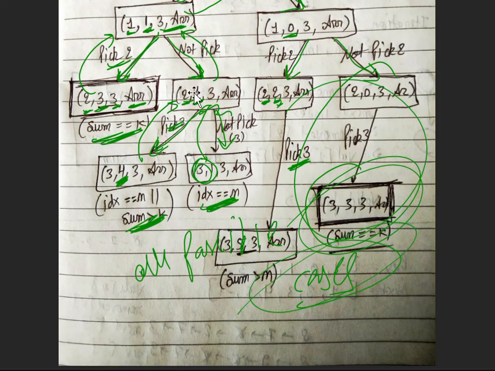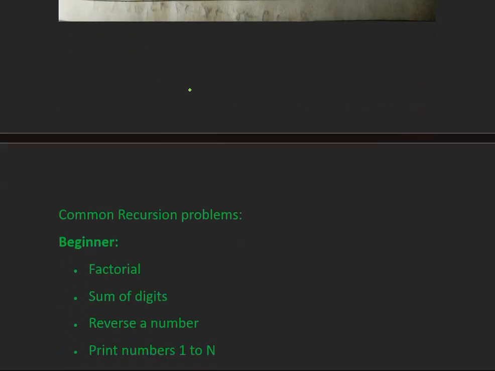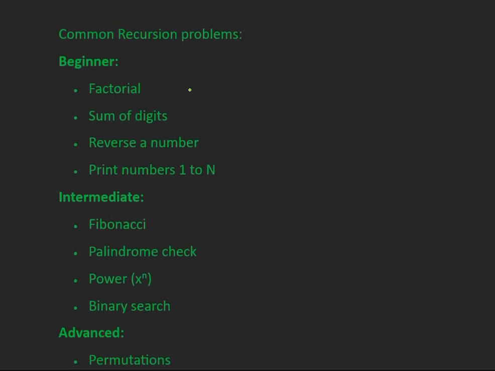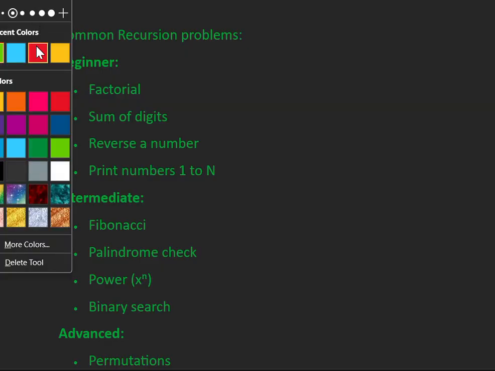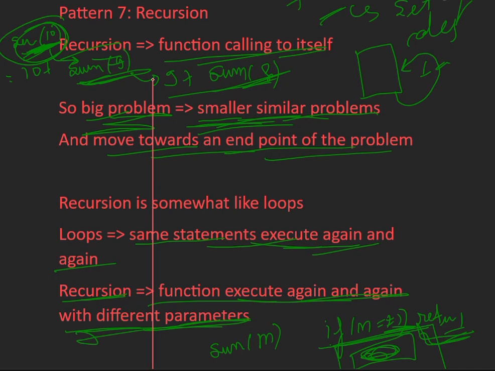And also here, while coming back, if we are picking 2, we are pushing 2 into the vector. So while coming back from that function call of 2, we will remove that 2, right? So this is backtracking. Now some common recursion problems that you can practice to understand it more clearly.